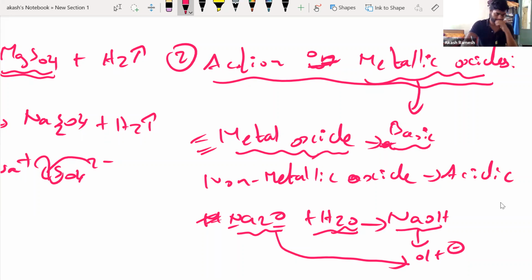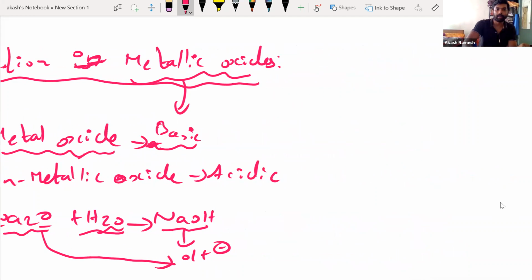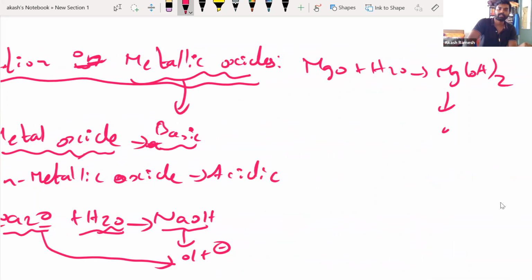Very, very important. Not only this, any metal oxide you take, MgO, the same thing will happen. MgO plus H2O will become Mg(OH)2. Again, this is capable of giving me OH minus. So any metal oxide you take, OH minus ions are produced, and that's why we call them basic oxides, or metal oxides are basic in nature.